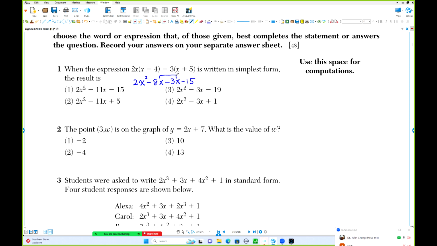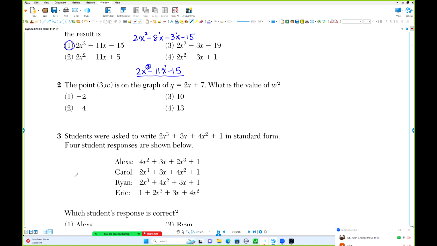Simplest form is no more like terms, and also descending order. That is a standard form. 2x squared, 8x minus 3x is 11x, and minus 15. No more like terms. The order is descending: 2, 1, constant. This is a standard form. So choice 1 is the simplest form. I think number 1 is okay.